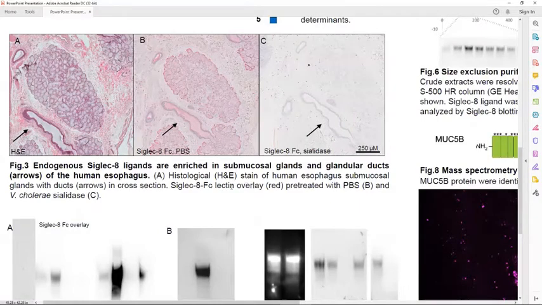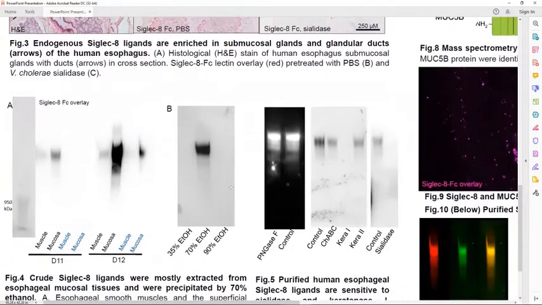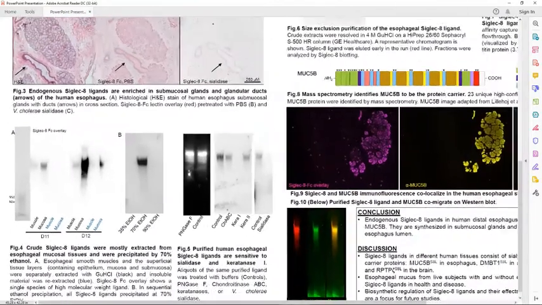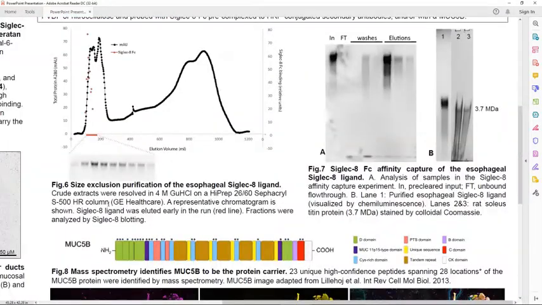So next, I can use biochemical methods and extract the crude Siglec-8 ligands using 6-molar guanidinium and then ethanol precipitate to concentrate and further extract. And the next step of extraction and purification will be subjecting the samples to size exclusion chromatography.